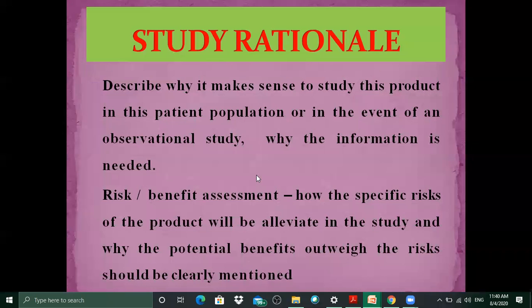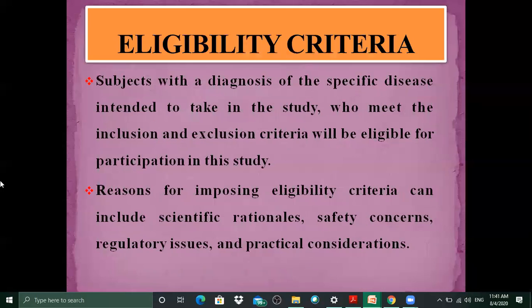Basically you should be telling how, if I conduct this study, it is going to benefit, even if it contains some amount of risk, because the outcome that we are going to get out of the study is going to be better than whatever risk we are going to take by doing this study. Okay. Then next is eligibility criteria.